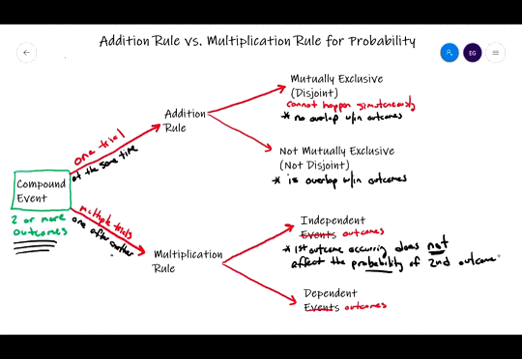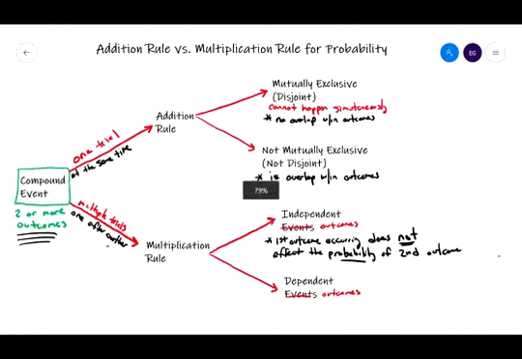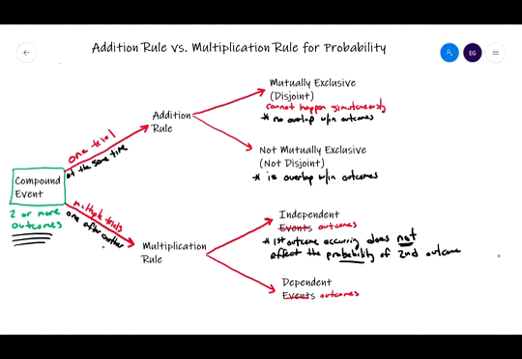And if the two events are dependent, that means what happens first affects or determines the probability of what happens second.